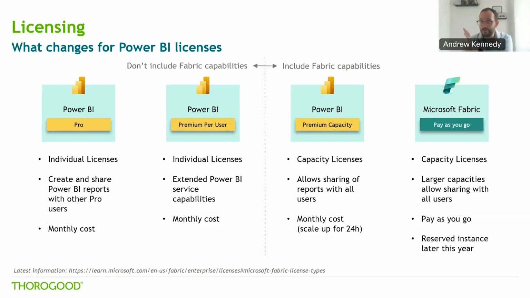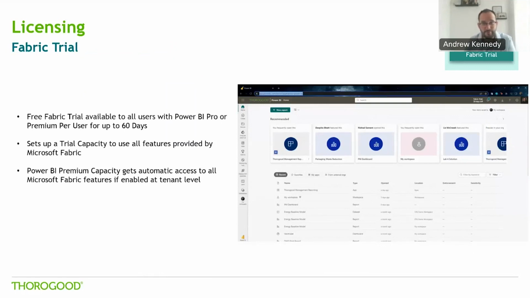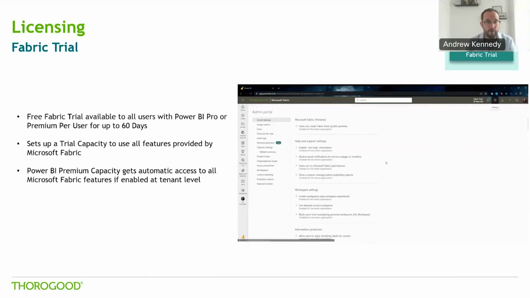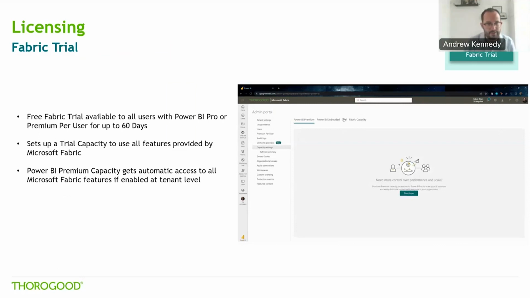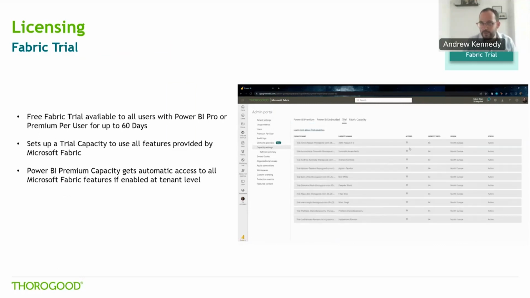But the key thing is, if you're using Power BI Premium, you can get it already. If you're not, you can do that through very flexible pay-as-you-go licensing on Microsoft Fabric itself for other users. And if you just want to try it out, Microsoft are offering a Fabric trial. If you start that at the minute, you can get a free Fabric trial for up to 60 days for any Power BI Pro or Premium Per User users. That will set up a trial capacity to let you try all of the features provided by Microsoft Fabric during that 60-day period. So you can already get access to it and see all of the things that Ewan's been doing. You can see how that works.